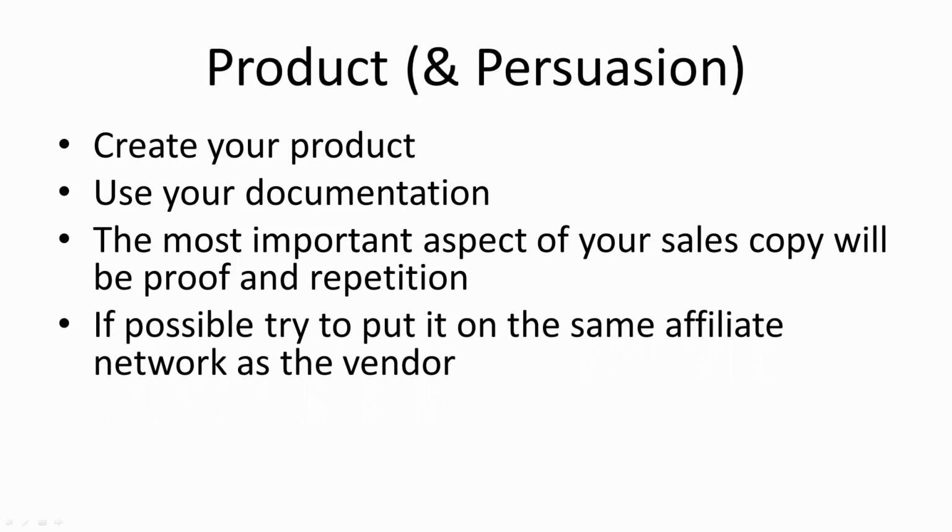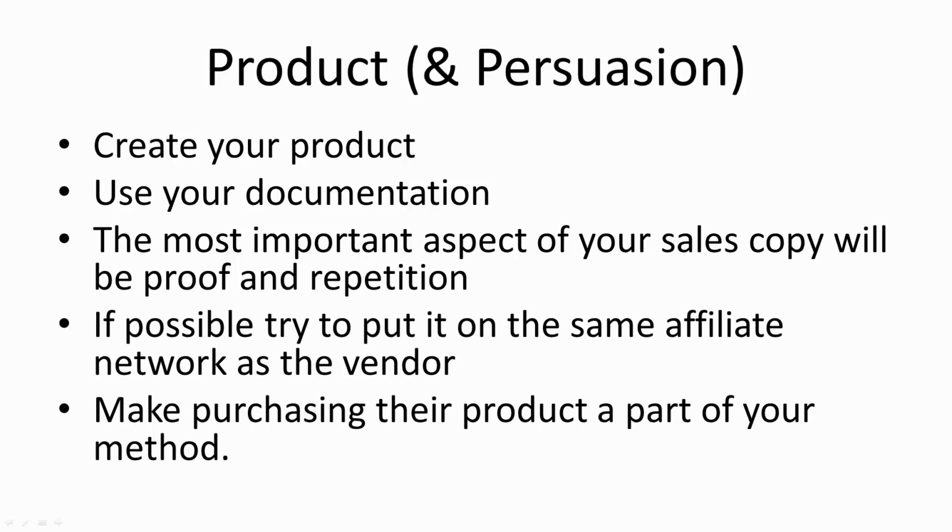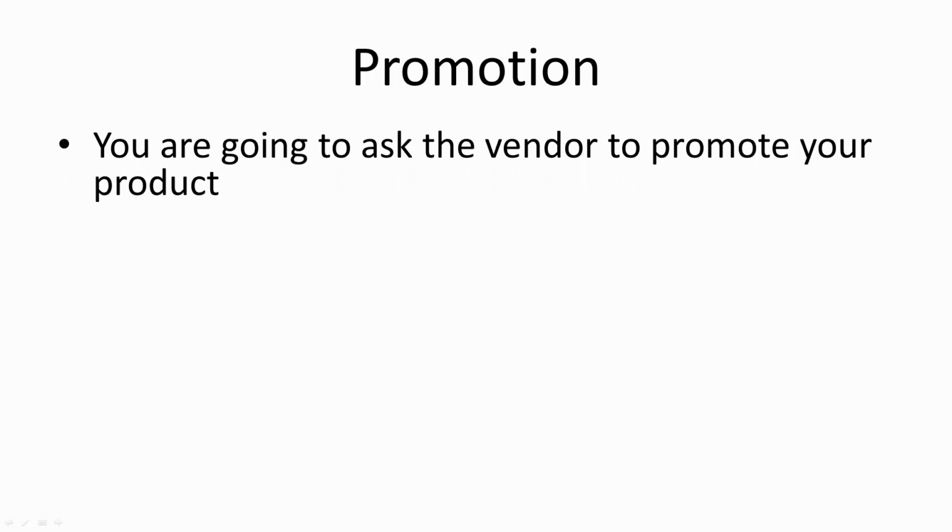Now, if possible, we want to put it on the same affiliate network that the vendor is on, because again, we want to have that relatability, and we actually are going to want them to be willing, and we want it to be easy for them to promote. And then, one thing we're going to want to do is make sure that we're purchasing their product. We want to make that part of our method. We want to put that in our product, that people need to get the core method from the actual vendor. And again, all this does is help us to build that relationship with the vendor, make them more open to promoting our product when they're ready. And of course, that is the last part of the method. We are actually going to want someone to promote our product. We're going to ask the vendor to promote our product naturally.